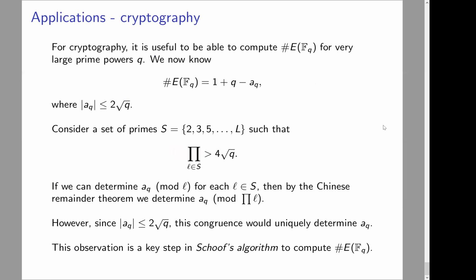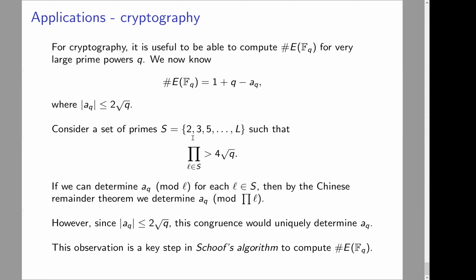Another is an application to cryptography. In elliptic curve cryptography, one of the things that's important is to be able to calculate the size of the Fq points when q is a really, really large prime or prime power. So this might be just an enormous quantity, and it's just how do you practically compute it? Well, one trick is to say, we know that it's 1 plus q minus a_q, and a_q is bounded in a certain range.